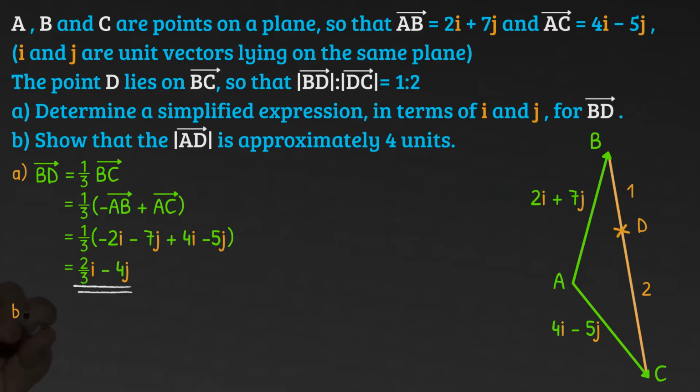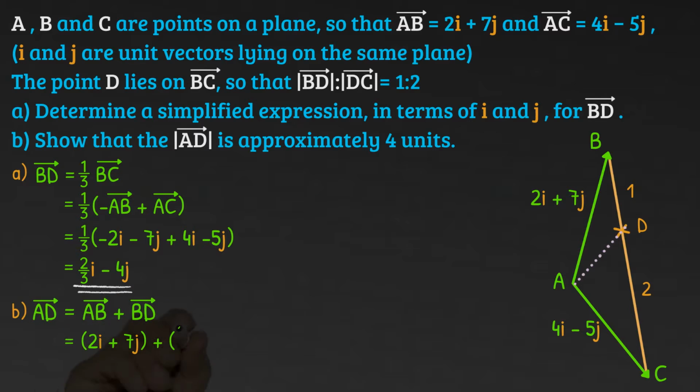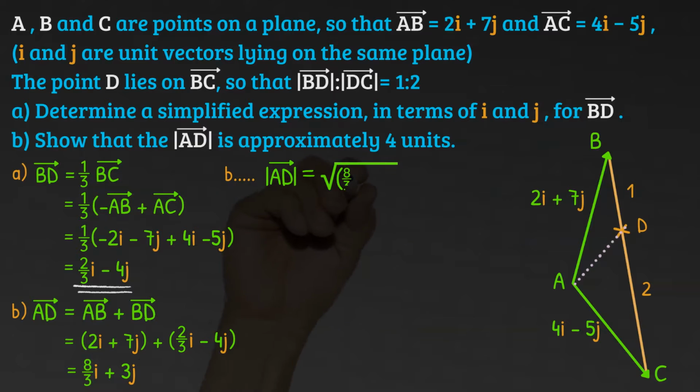Now for part B, we have to work out the magnitude of AD. Now AD is equal to AB plus BD. So if we put those values in, we end up with 8/3 i plus 3j. So that gives us the vector AD, but to find the magnitude, we need to take the square root of (8/3) squared plus 3 squared.